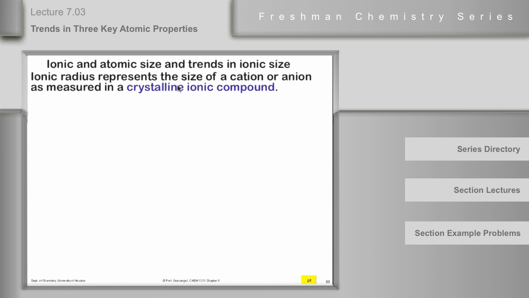The standard definition of the radius of an ion is the size of the cation or anion measured in a crystalline ionic compound. This is done by diffraction, and diffraction processes will let you see the atoms, see the ions, see how far it is between them, and so forth. Most of what we need to recognize can be figured out from Coulomb's law. Cations are smaller than their parent atoms.